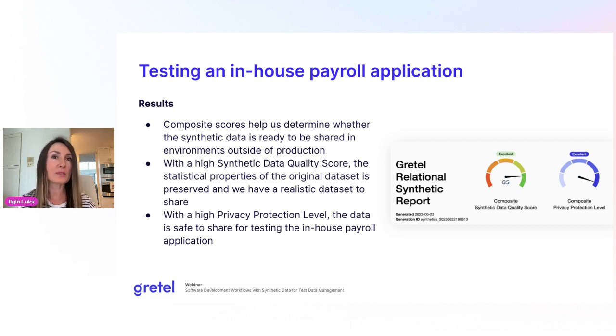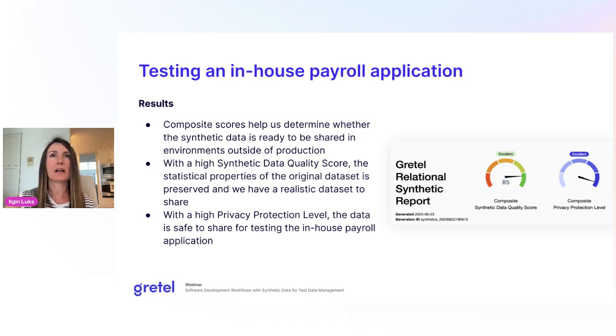At Gretel, the jobs we ran already produced a report that will help us make the right determination. So at a high level, here you can see we can look at two scores. On the left, we have the synthetic data quality score, which came out to be pretty high in our case, which means that the statistical properties of the original data set are preserved, and we have a realistic data set that we can share for testing. On the right, you can see we have a high privacy protection score, which means that the data is safe to share outside of the organization, and in this case, even externally.